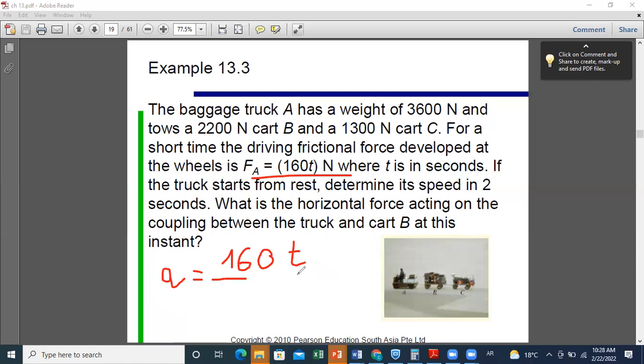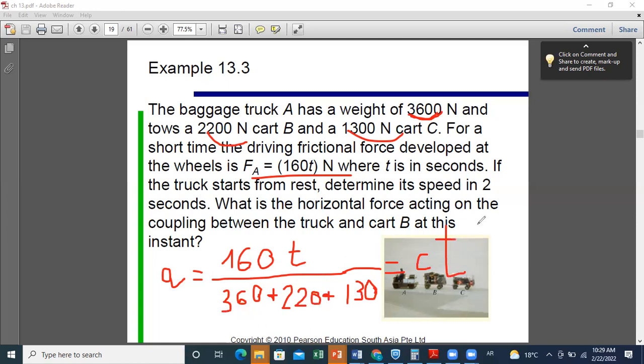And since they gave me the weight of A, the weight of B, the weight of C, to get the mass, I divide by 10. So the weight of A will be 360. The weight of B will be 220. And the weight of C will be 130. Okay, so I got the acceleration of my system as a function of time. I can calculate this constant, it's a constant C times t. So A is linear with time.